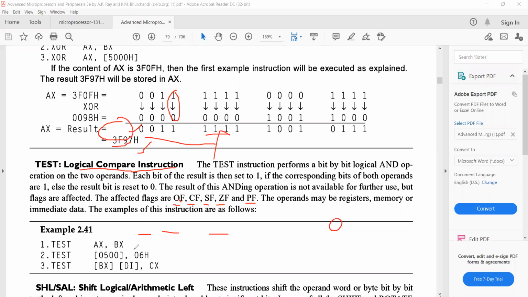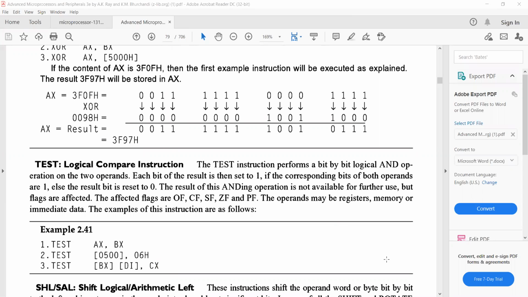These are the different addressing modes of the test instruction. This is register addressing mode. This is immediate addressing mode, as we are specifying data directly, and this is indexed addressing mode, as we are using the index registers here. The instruction will be the same, only the addressing modes will be different.